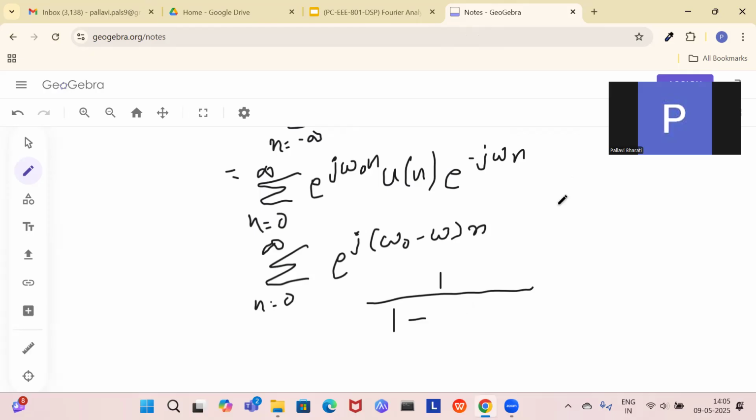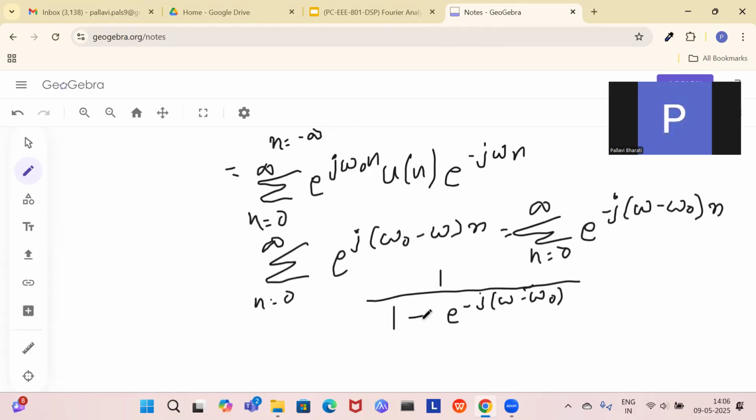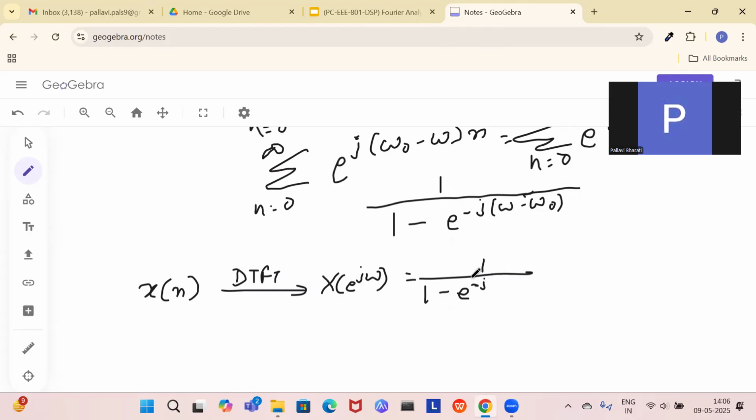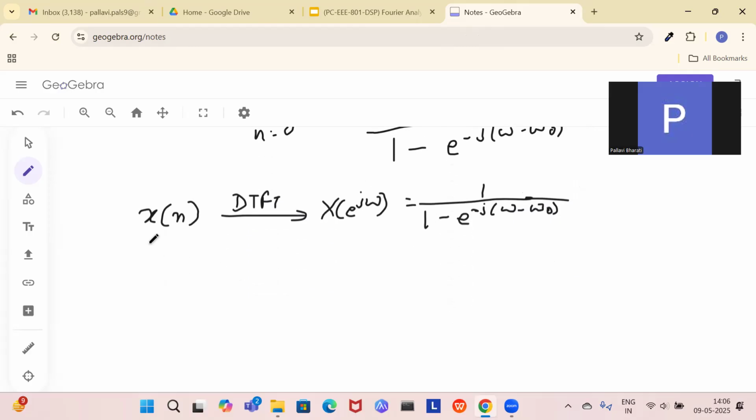So you can also write this part as the sum from n equals 0 to infinity of e to the power of minus j omega minus omega naught into n. So here we can write it as e to the power of minus j omega minus omega naught. So this is your X of e to the j omega for x[n]. So for x[n], the DTFT was X of e to the power of j omega, and this is coming out to be 1 by 1 minus e to the power of minus j omega minus omega naught.